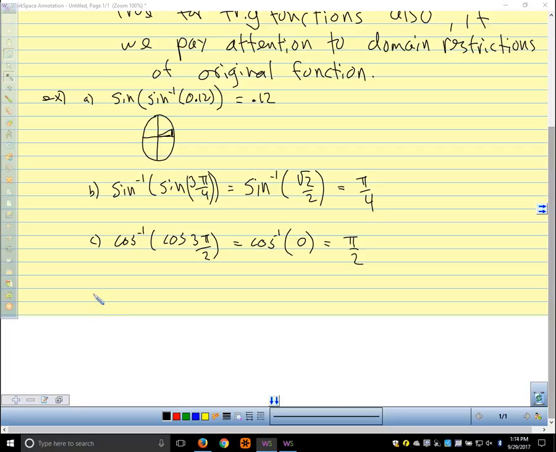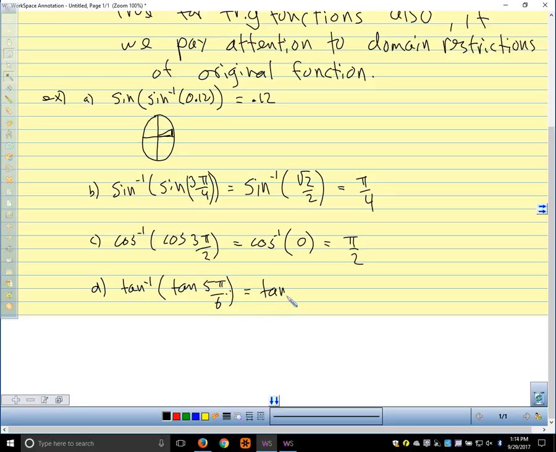Okay, let's look at another one. We want the inverse tangent of the tangent of 5 pi over 6. Is it 5 pi over 6? No, because it's not between negative pi over 2 and pi over 2.